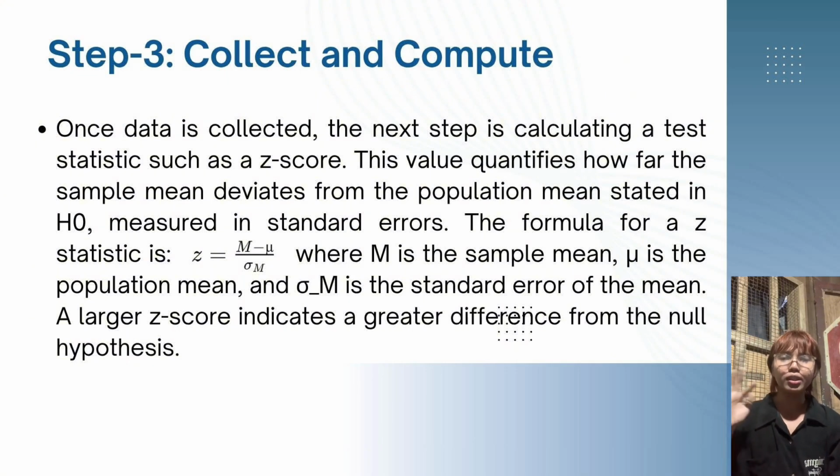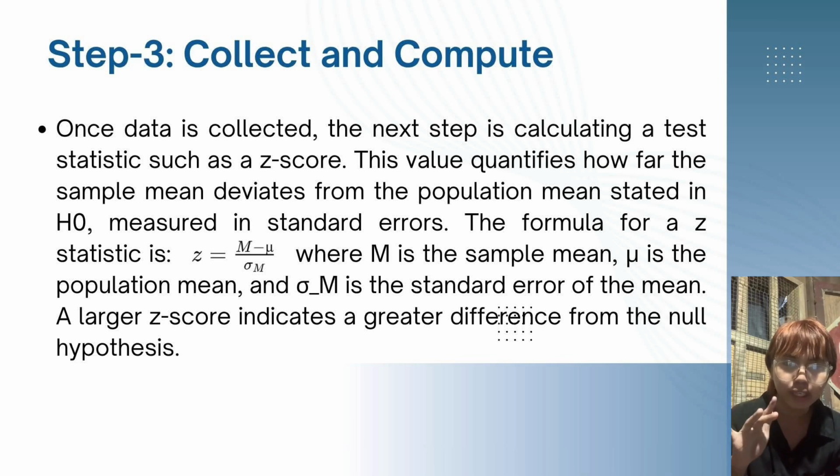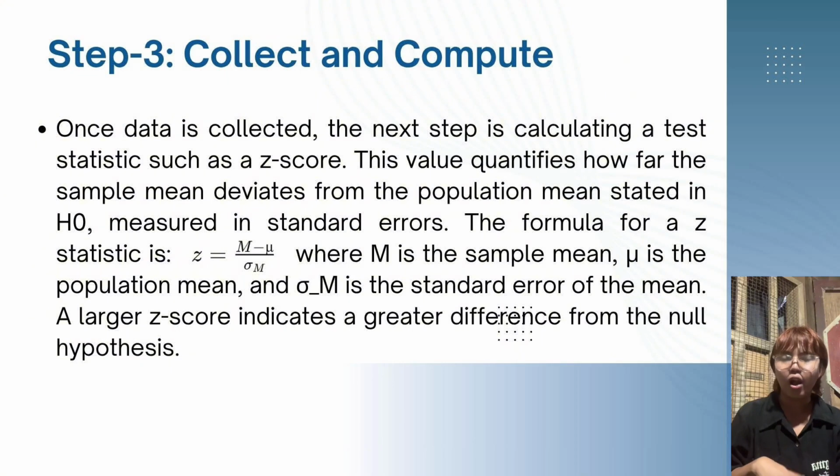As you can see, there is a formula: z equals M minus mu, where mu represents the population mean, over the standard error of the mean. A larger z score, either positive or negative, indicates a greater difference between our sample mean and the hypothesized population mean, making it more likely that we will reject the null hypothesis.